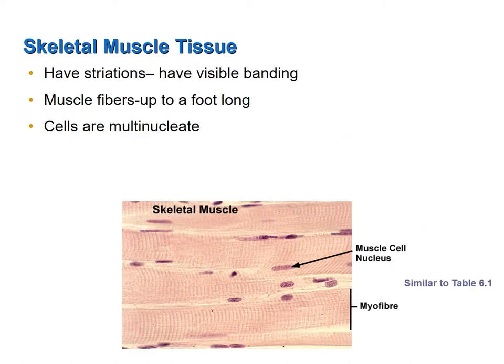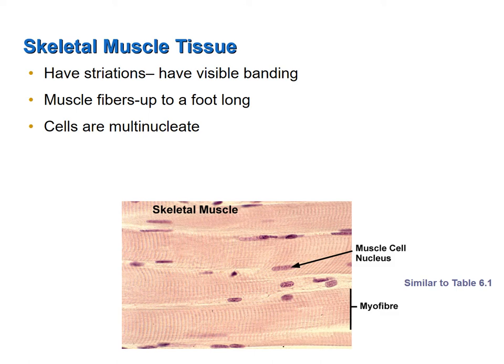Skeletal muscle tissue is striated. Like cardiac muscle tissue, when viewed under the microscope, you see the characteristic banding pattern as shown in this slide. And this is due to the arrangement of the myofilaments. Skeletal muscle cells can be up to a foot long, and that is why they're often referred to as muscle fibers. Even though they are very long, they are very thin, and so you still have to view them under the microscope. Skeletal muscle cells are multinucleated.